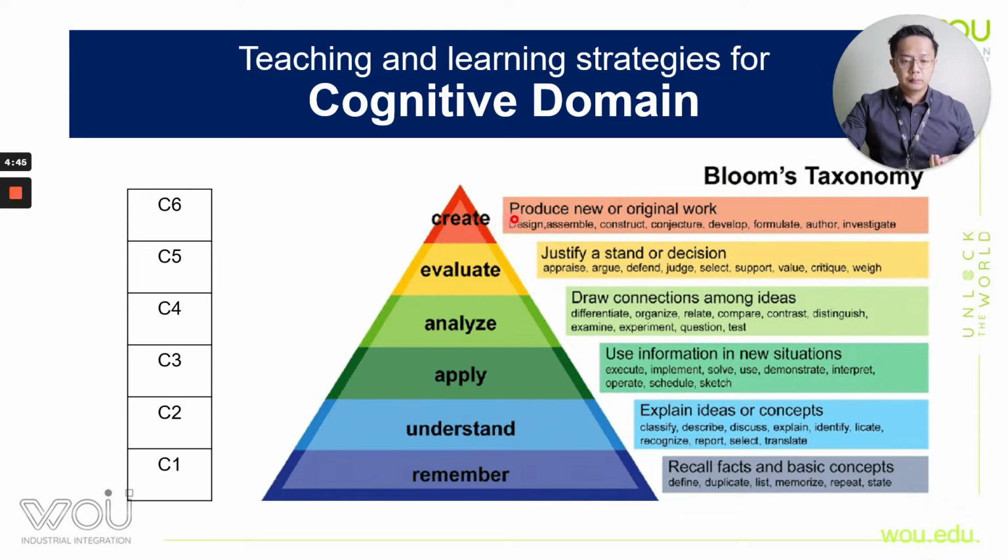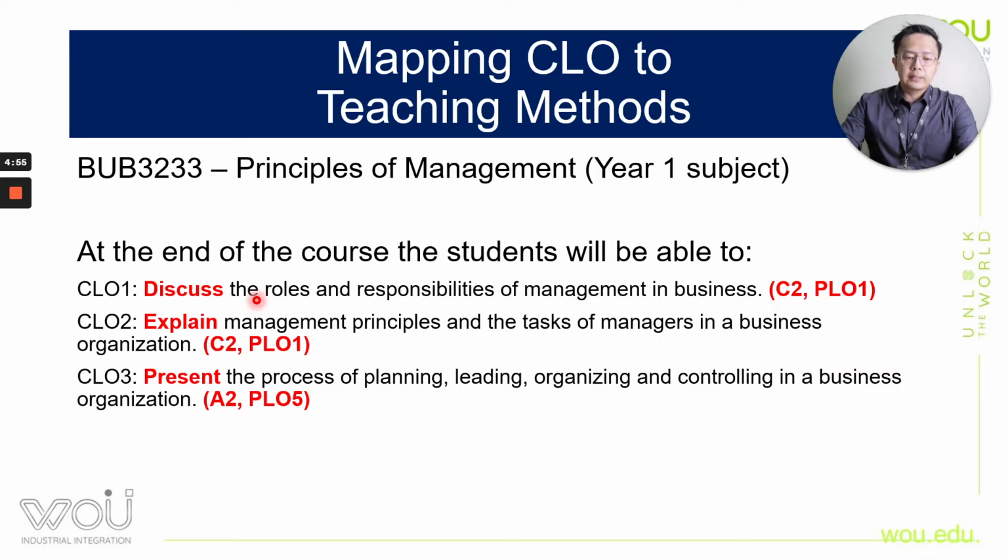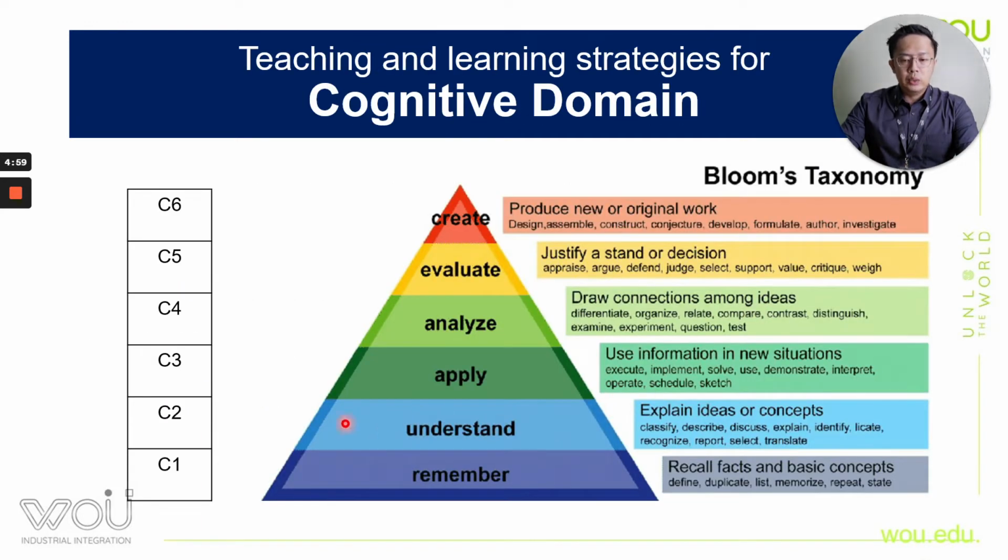Okay, so this is Bloom's taxonomy for the cognitive domain, from C1 until C6, and what the expectations are at each level. If you look at the example that we have just now, we are measuring C2. C2 basically requires the students to demonstrate that they are able to understand the topic itself. So how to demonstrate it? They should be able to explain the ideas or concepts in order to show that they have understood the topic.